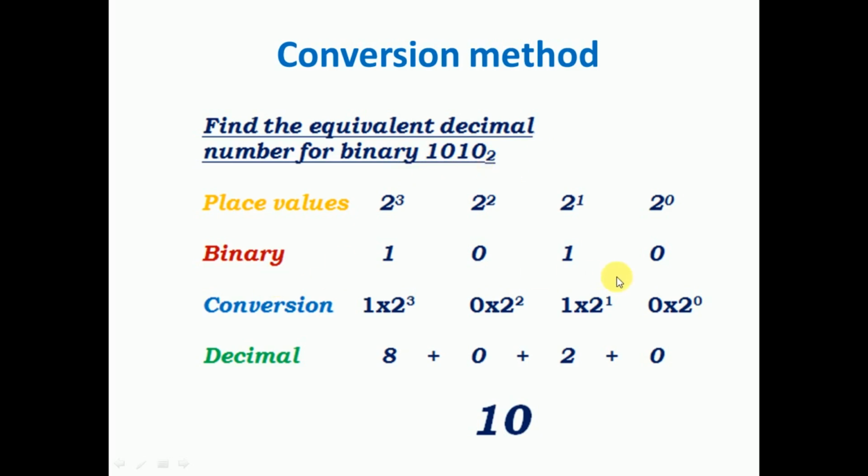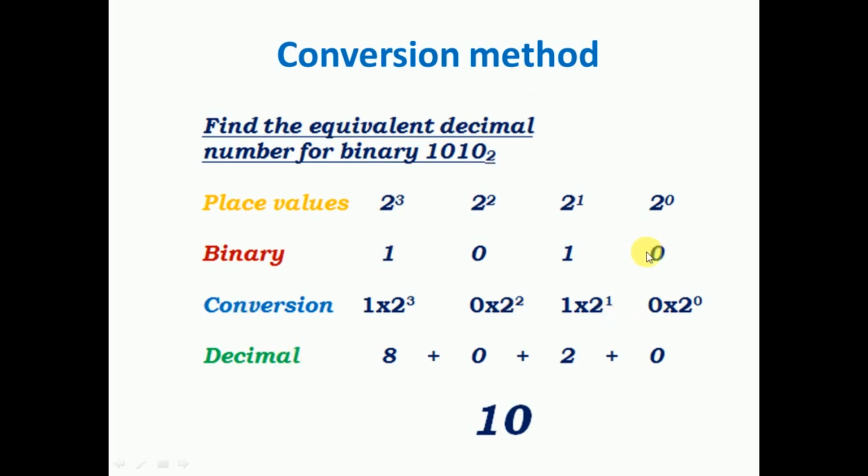The same thing we have implemented here. The binary number to be converted into decimal is 1010 in our example. We have clearly written the place values of these digits. The place value of the first is 2 raised to 0, the next is 2 raised to 1, then 2 raised to 2, and then 2 raised to 3. For the conversion, we have to simply multiply each digit of this binary number with its place value. That is what we have done here.